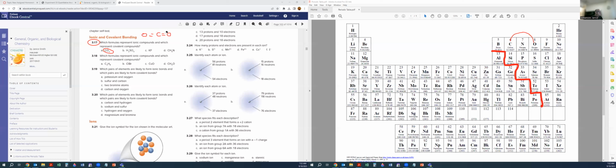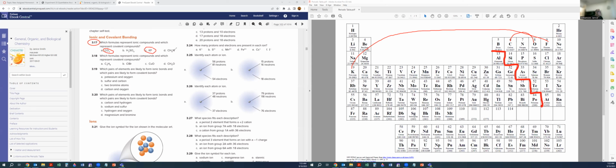Okay, I want to show you that. I'm not going to do all of these. Let's look at KF. That is potassium connected to fluoride. That is a metal with a non-metal. That is an ionic compound. That's how you tell the difference.